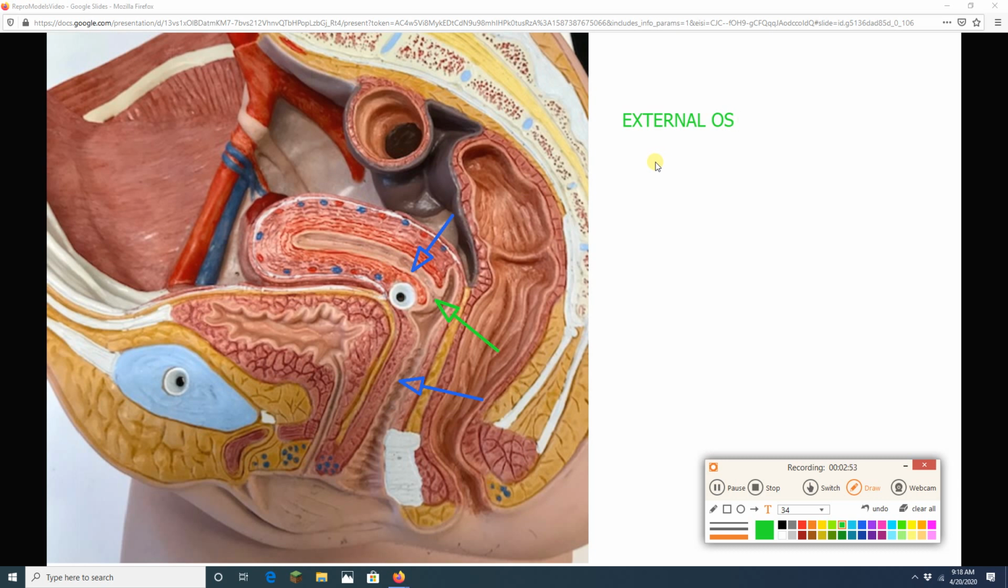Now you might think, okay, if there's an external os, there's probably going to be an internal os. And you would be totally correct in making that assumption. So here is our uterine cavity right here. The uterine cavity is going to meet the cervical canal right here. And that particular spot is going to be the internal os.